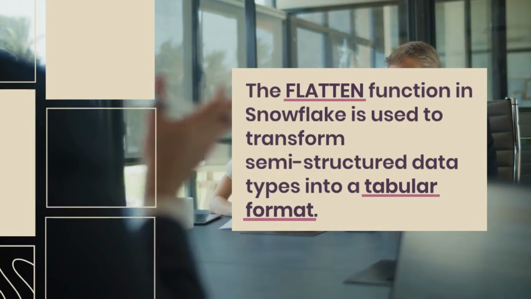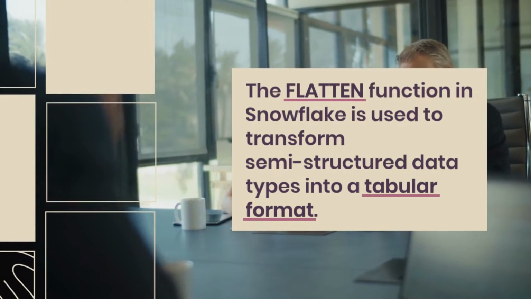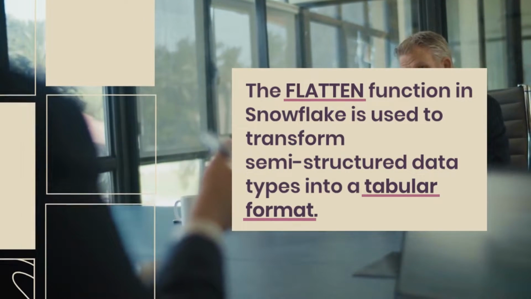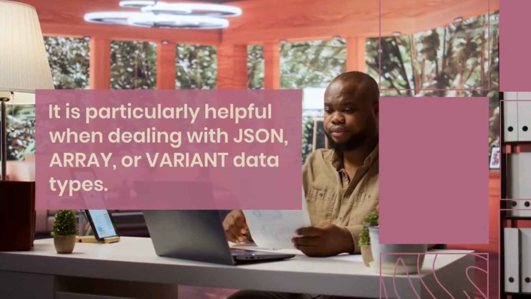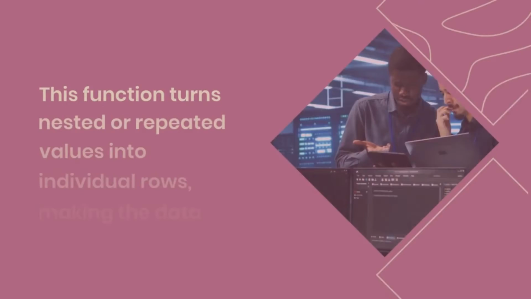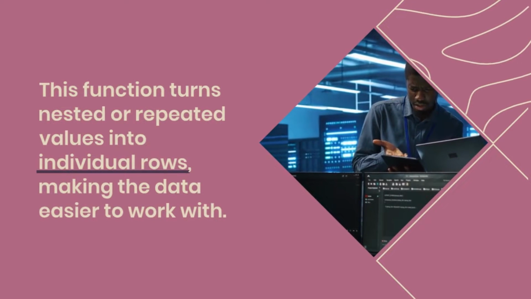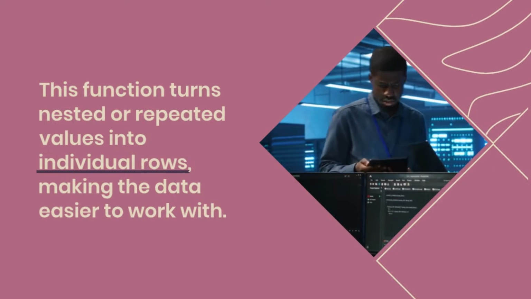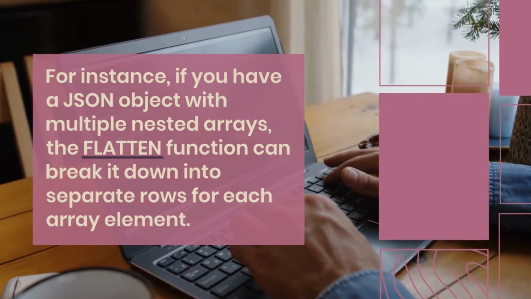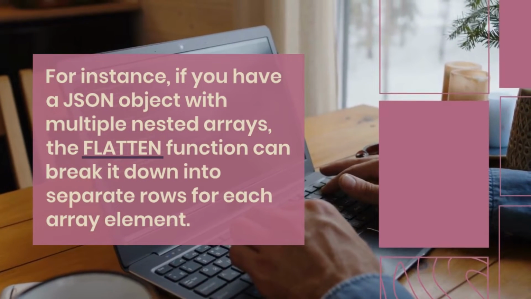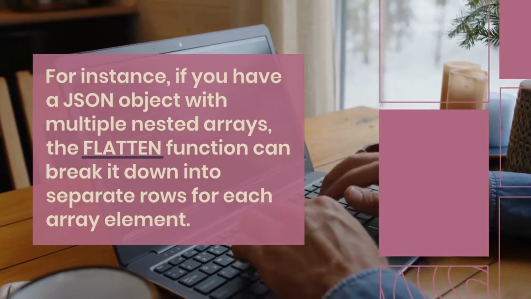10. What is the significance of the flatten function in Snowflake? The flatten function in Snowflake is used to transform semi-structured data types into a tabular format. It is particularly helpful when dealing with JSON, ARRAY, or VARIANT data types. This function turns nested or repeated values into individual rows, making the data easier to work with. For instance, if you have a JSON object with multiple nested arrays, the flatten function can break it down into separate rows for each array element.